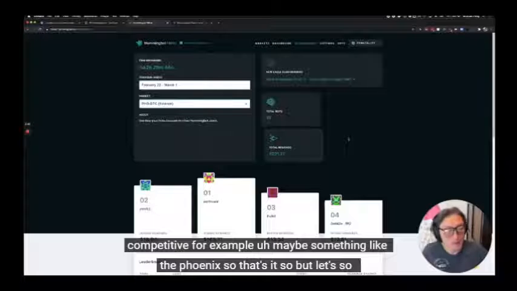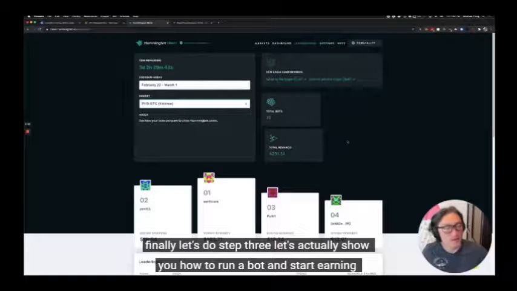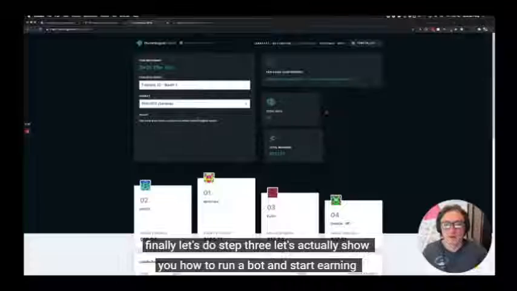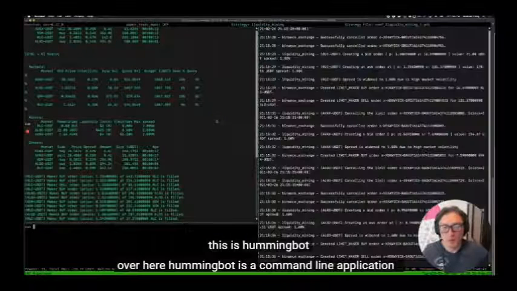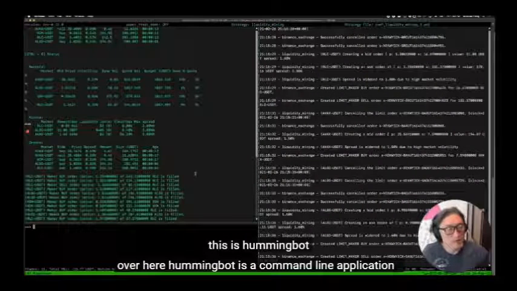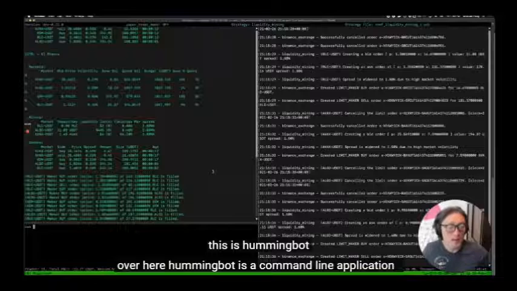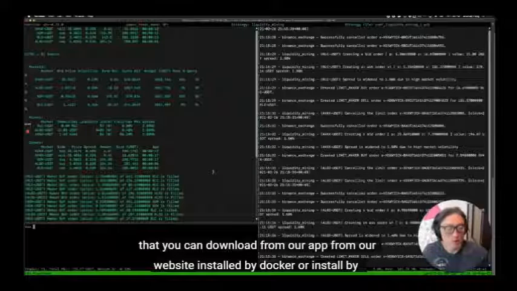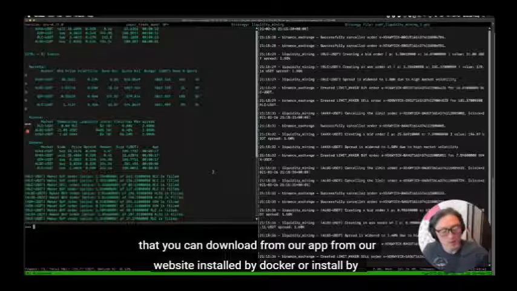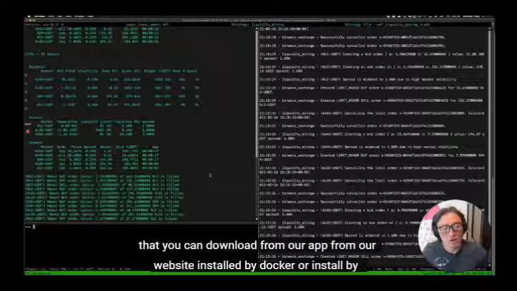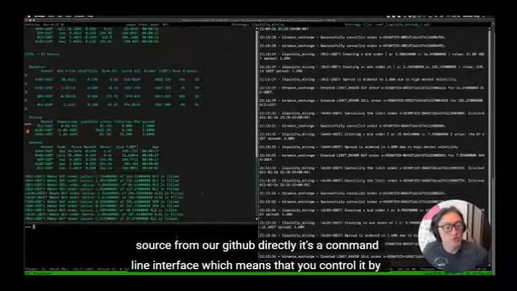So that's it. So let's finally now do step 3. Let's actually show you how to run a bot and start earning rewards. So I'm going to go to Hummingbot over here. Hummingbot is a command line application that you can download from our website, install via Docker, or install via source from our GitHub directly.